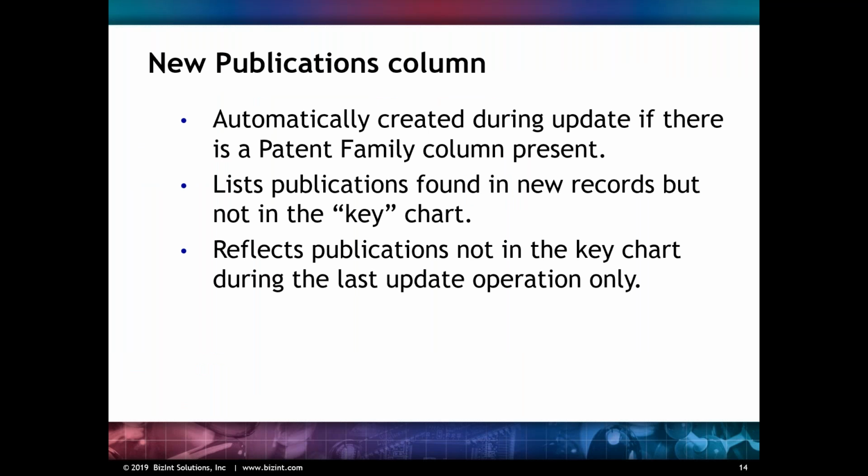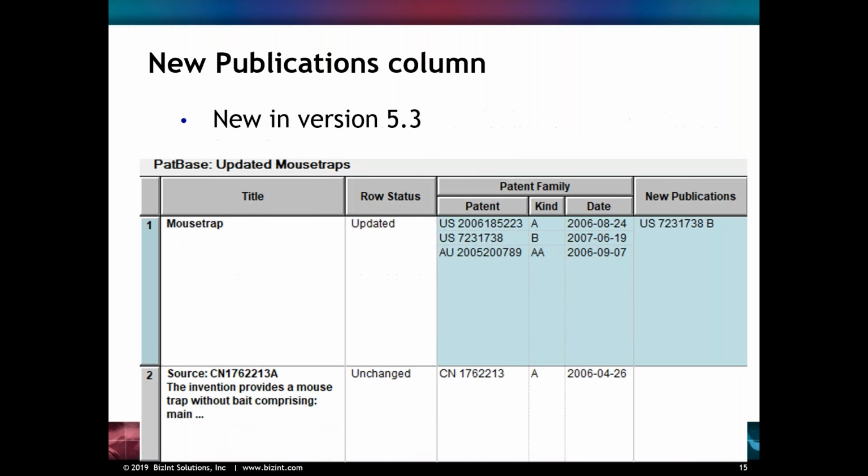So there's a second new column that was created in that little process there. And anytime there's a patent family column present, there's an additional level of comparison that happens during update. It's looking at new publications. Basically, it shows you all of the publications that were in the new data, in the updated data, but that were not in the baseline. Again, this only shows what happened during the most recent update operation. So it's important that you do update as a unit.